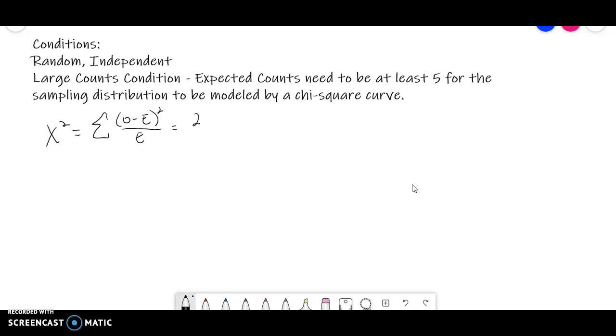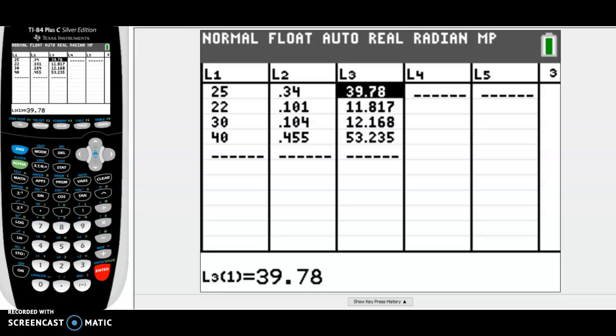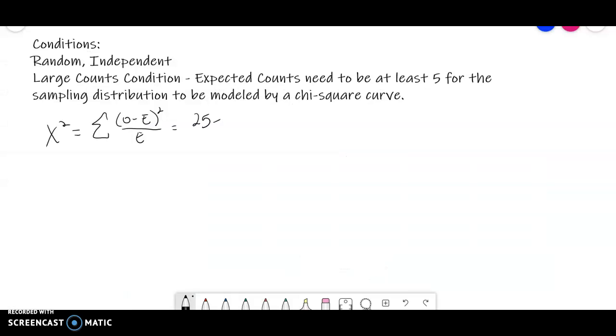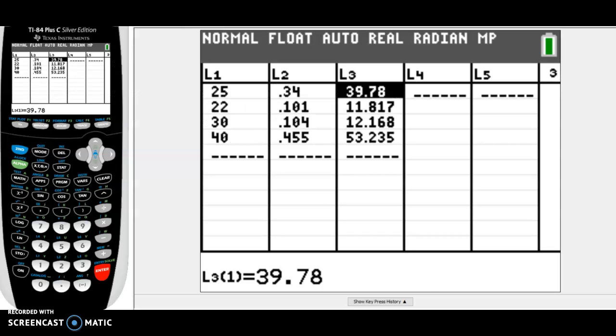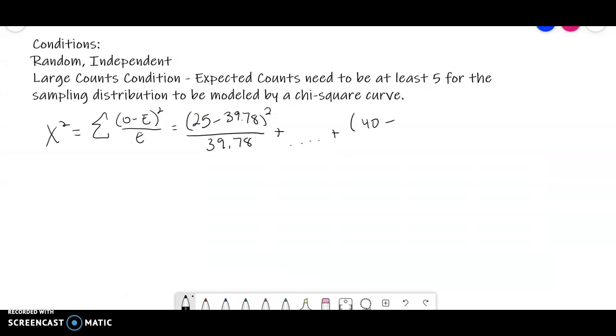So if I had 25 in habitat type 1, and I was expecting 39.78, then that's the first component of my chi-squared statistic. I would do the same thing for habitat 2 and habitat 3, and then finally habitat 4, where I had 40, and I was expecting 50 some, so 53.24 we'll call it. And this value then is my chi-squared statistic.